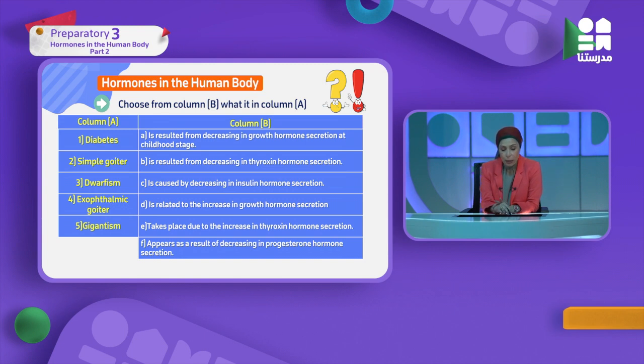Of course no. Takes place due to the increase in the thyroxine hormone. No. Appears as a result of decreasing in progesterone hormone. Of course the answer is number C. So 1, diabetes is caused by decreasing in the insulin hormone. And I know that all of you answer it alone, but after you answer, check your answer and take it from the column in front of you.